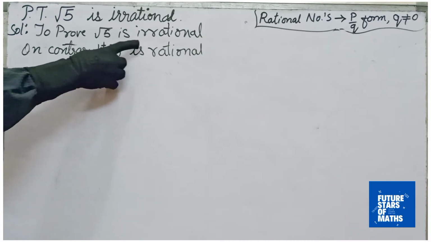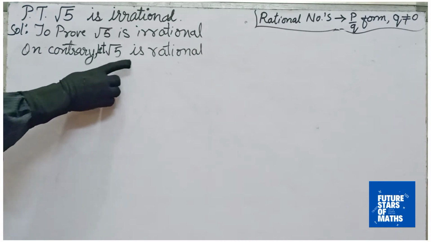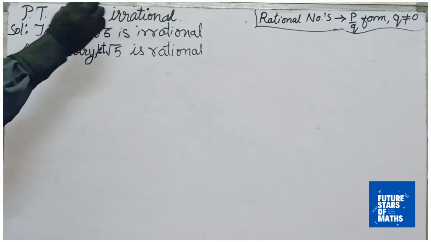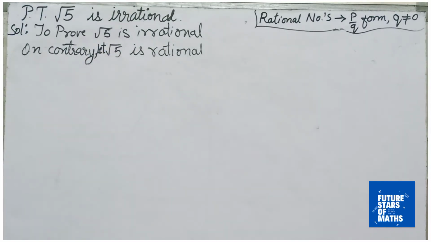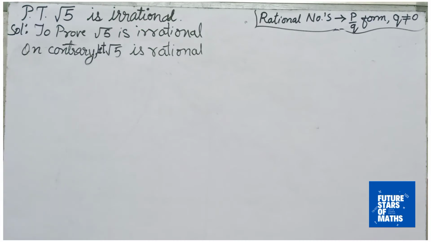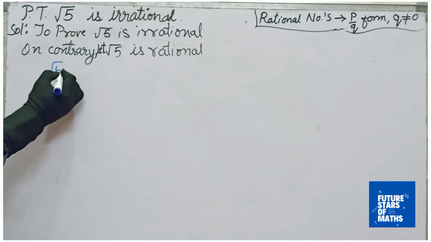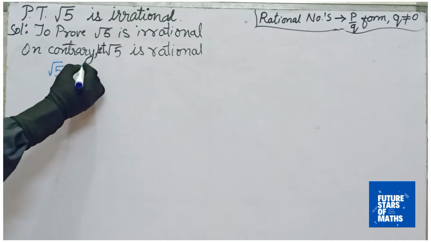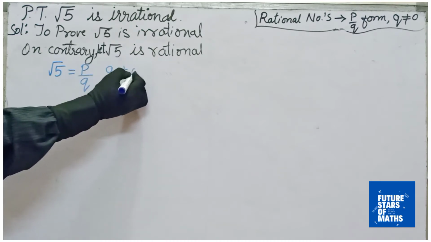Because irrational numbers cannot be expressed in p by q form, whereas rational numbers we can write in p by q form. Okay, so we are supposing that root 5 is rational. So if root 5 is rational, what can we get? Root 5 equal to p by q, where q is not equal to 0.